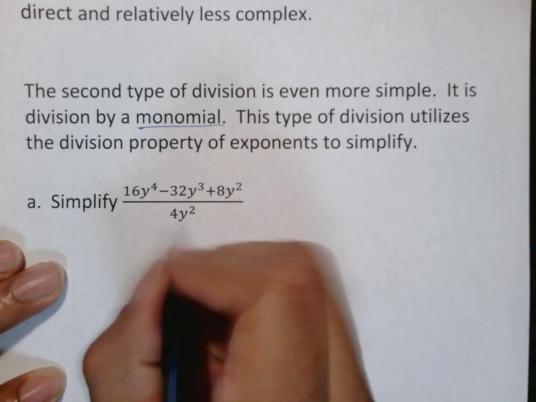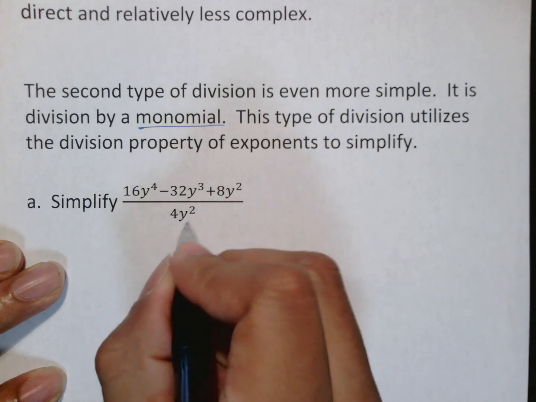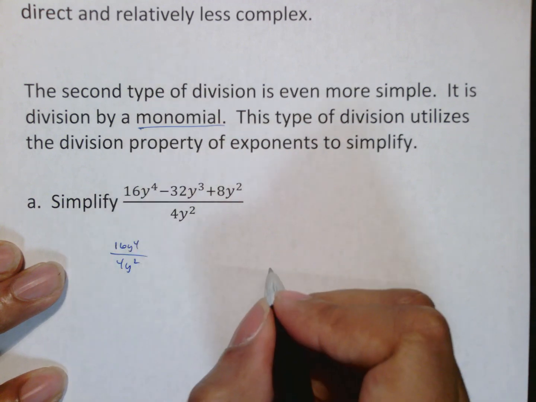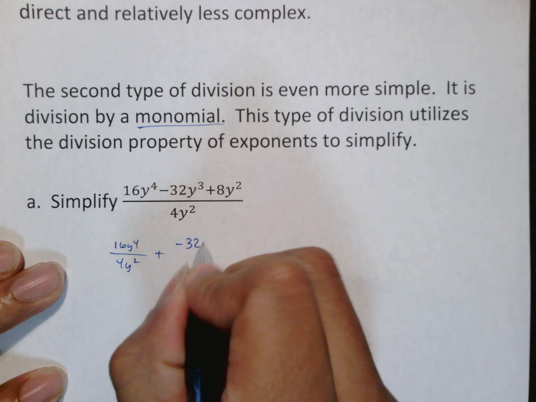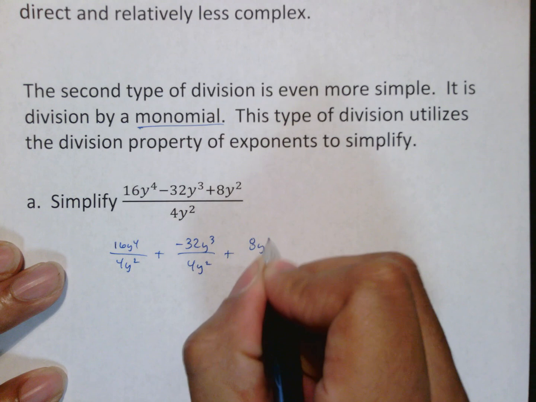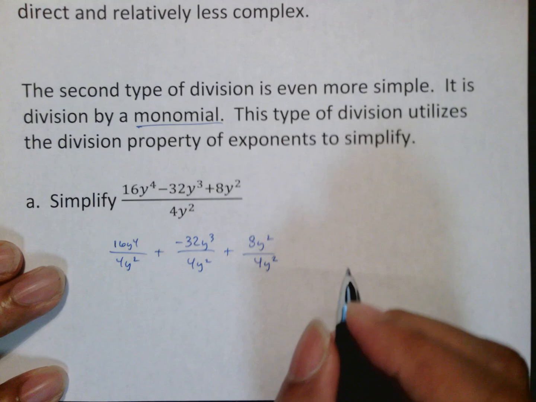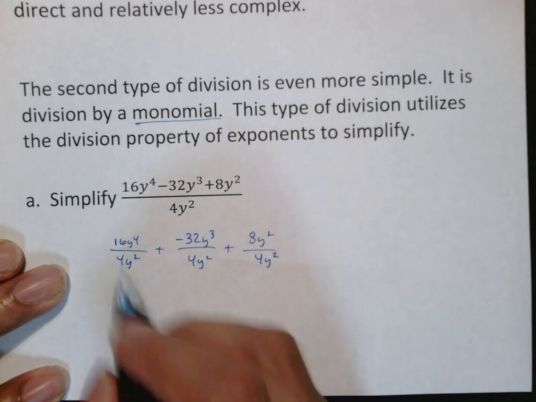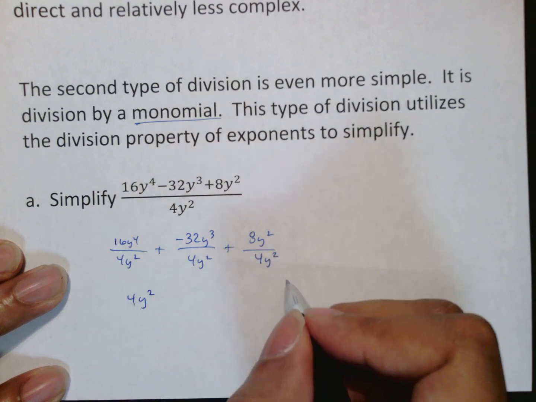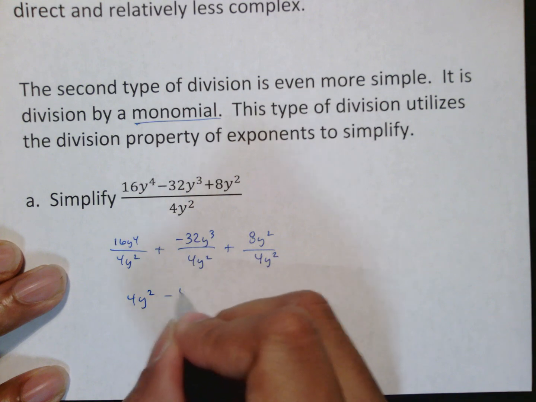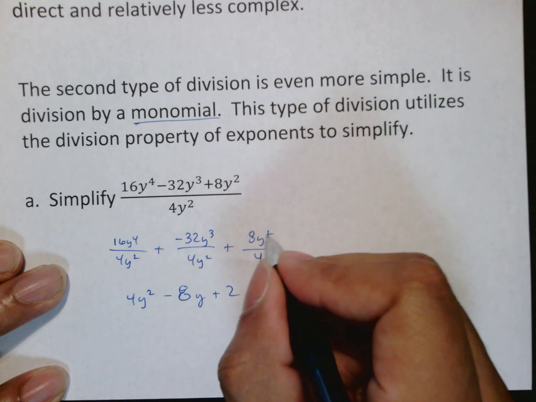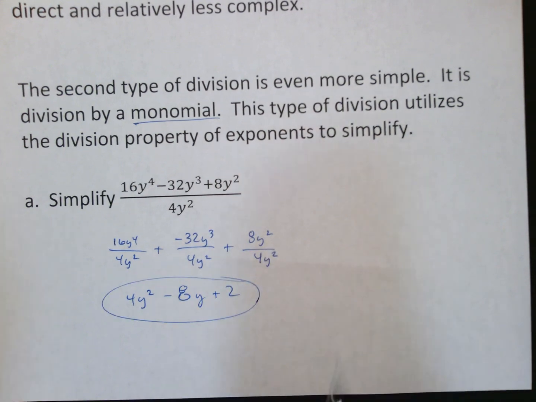But if you're dividing everything by 4y squared, again, there's no plus or minus here, so all we have to do is 16y to the 4th over 4y squared plus negative 32y to the 3rd over 4y squared plus 8y squared over 4y squared. And now you just do the property parts. 16 divided by 4 is 4. 4 minus 2 makes y squared. Negative 32 divided by 4 is negative 8. 3 minus 2 is 1. 8 divided by 4 is 2. Y squareds cancel out. That would be all you have to do.